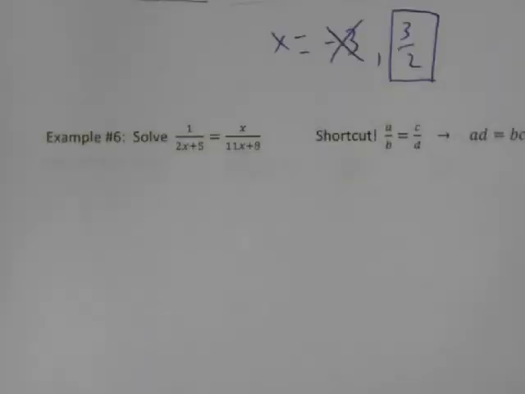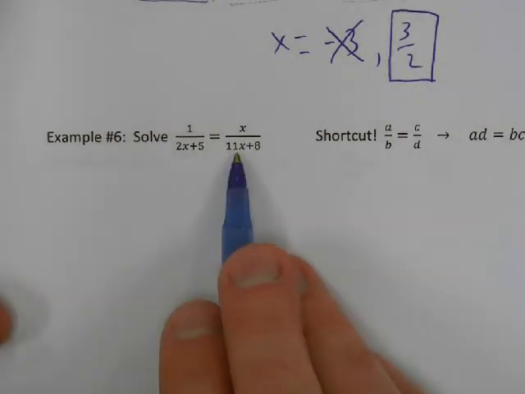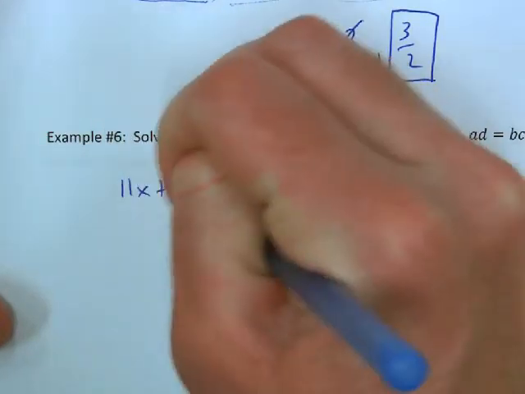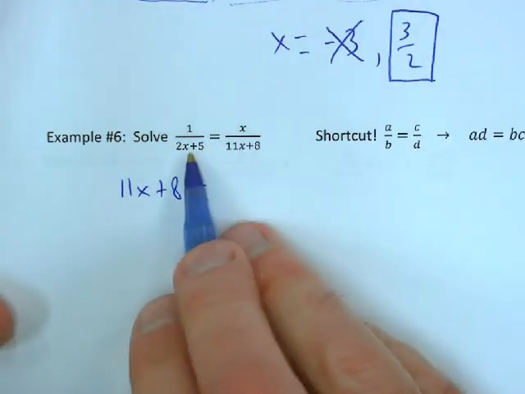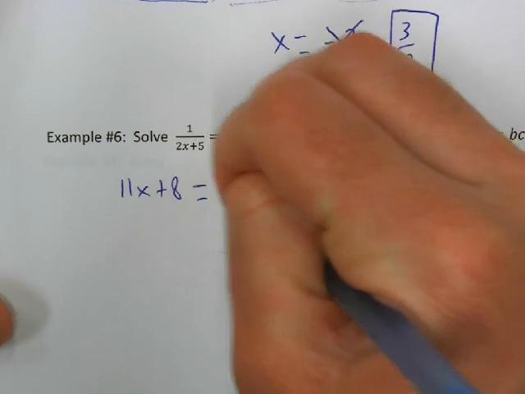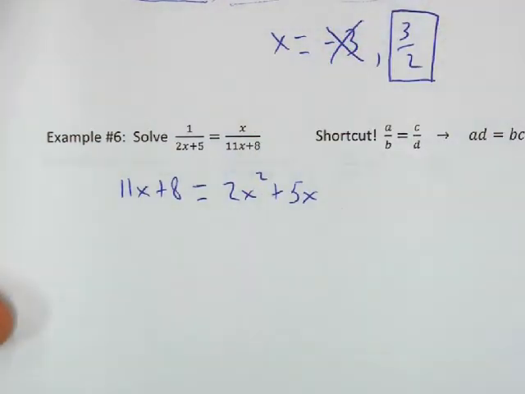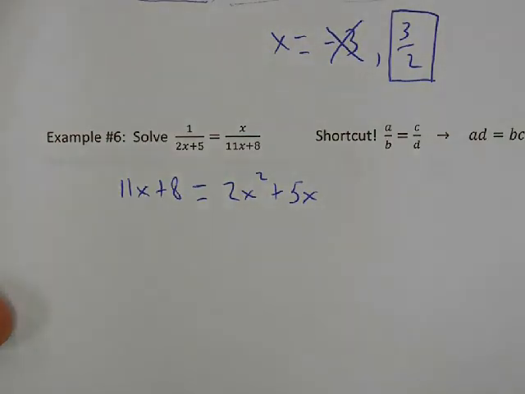I'm going to just refocus real quick. Okay, so if I cross multiply, 1 times 11x plus 8 is 11x plus 8 equals x times 2x plus 5 gives me 2x squared plus 5x. Okay, so after one step, we have no more fractions. So again, it's the same thing really as multiplying both sides by a bunch of stuff. It's just less writing, and it's easier for people to remember usually.